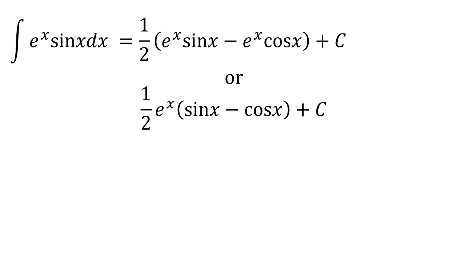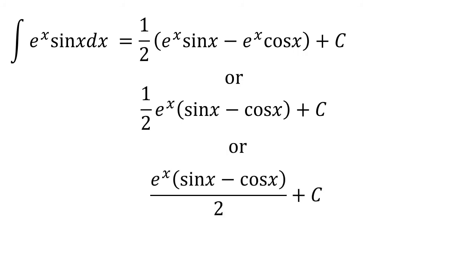We can also express this as 1/2 e^x times (sin x minus cos x) plus c. Okay, so e^x was just factored out. We can also express our answer as e^x times (sin x minus cos x) all over 2 plus c.